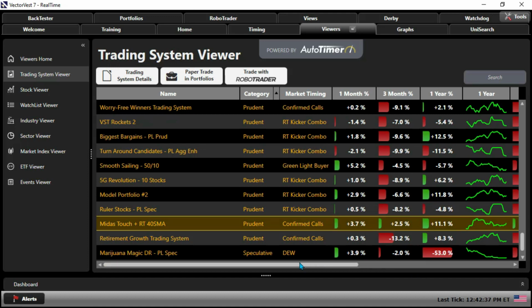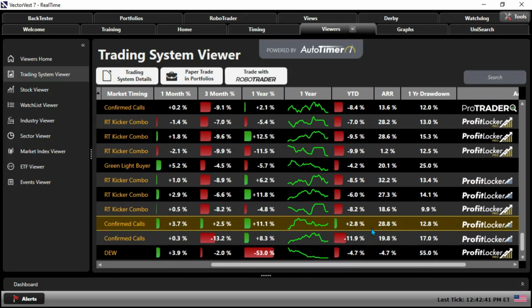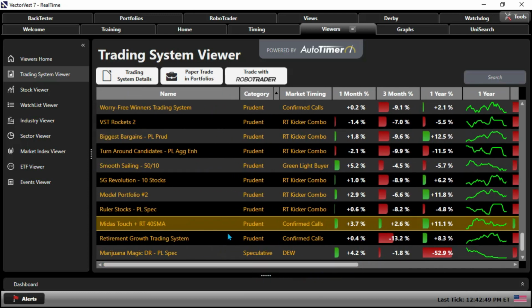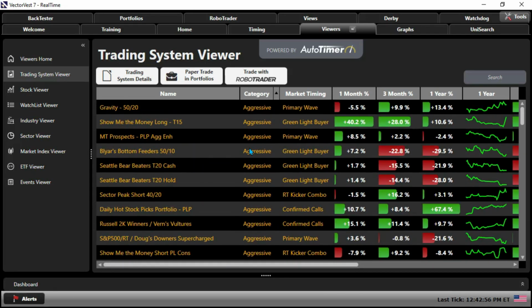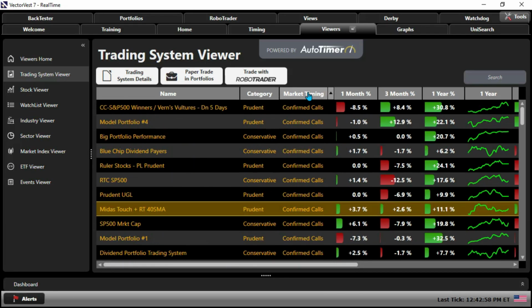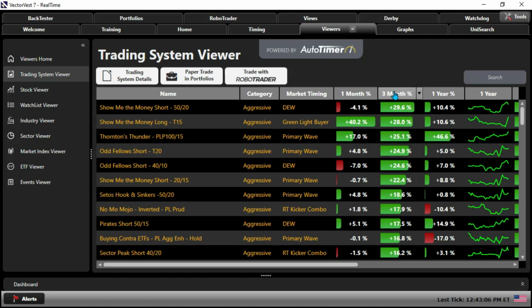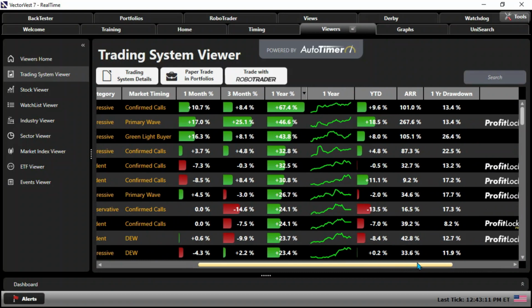All right, Midas Touch. Here's the equity curve. Annualized 28% a year with a drawdown of 12.8%. Folks, that's what it's all about. That's the easy button. And depending on how you invest in the market, you can sort by category. If you like a specific market timing signal, you can sort by the market timing. But this is the most important part right here. What's going up the most over the last 1 month, the last 3 months, the last year, and then also taking into consideration what's going on from the drawdown perspective.